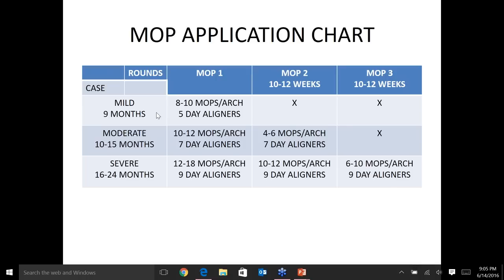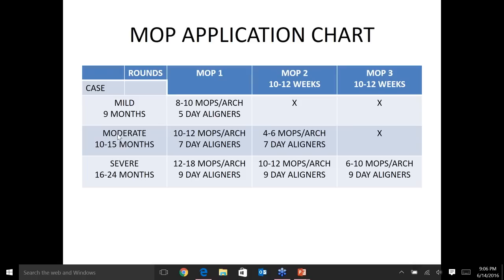Now, the second question says, how many days per aligner in mild to moderate crowding? So if we go back to my chart here, for a mild to moderate case, anywhere from 5 to 7 day changes is wonderful, providing you're doing the MOPS. In other words, just because you have a mild case doesn't mean you can go to 5 days. You have to deliver some sort of perforation. So 2 perforations or 3 perforations wouldn't be enough. Moderate, make sure you're getting 10 to 12 MOPS per arch to be able to deliver all of the movement, especially if your orthodontic technique is to move all 28 teeth.